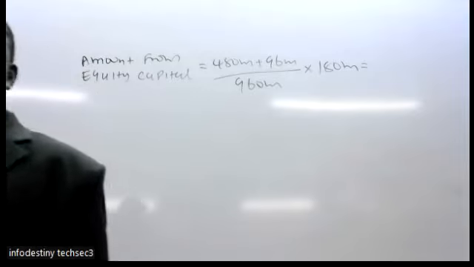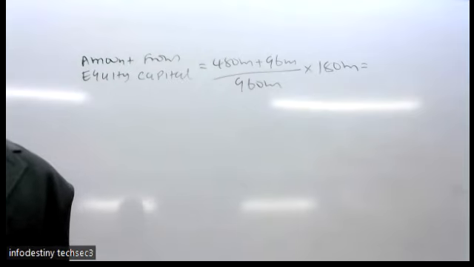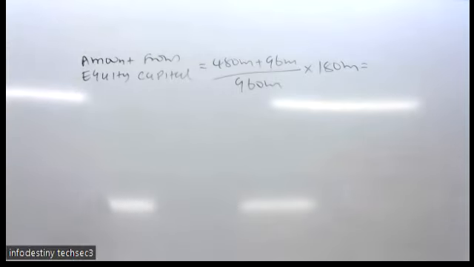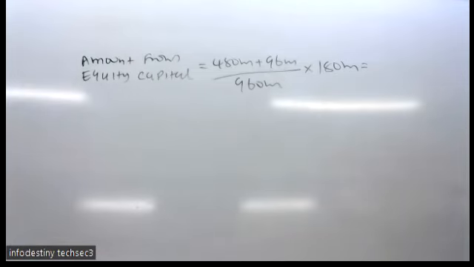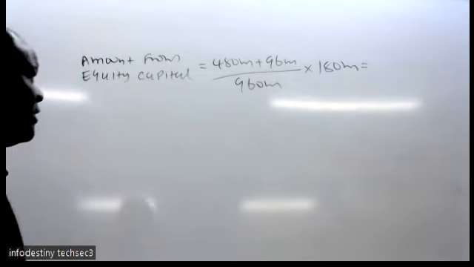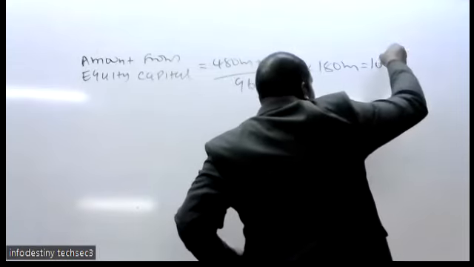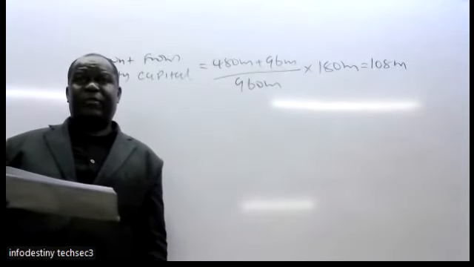Equity comprises retained earnings, the ordinary share and reserves. They have said in Roman letter one that if the capital structure is to remain unchanged, you use that total capital structure. Retained earnings and ordinary share will be equity. So that should give us the proportion for the amount raised from equity. We get 108 million. So that's now the amount for Roman letter one.